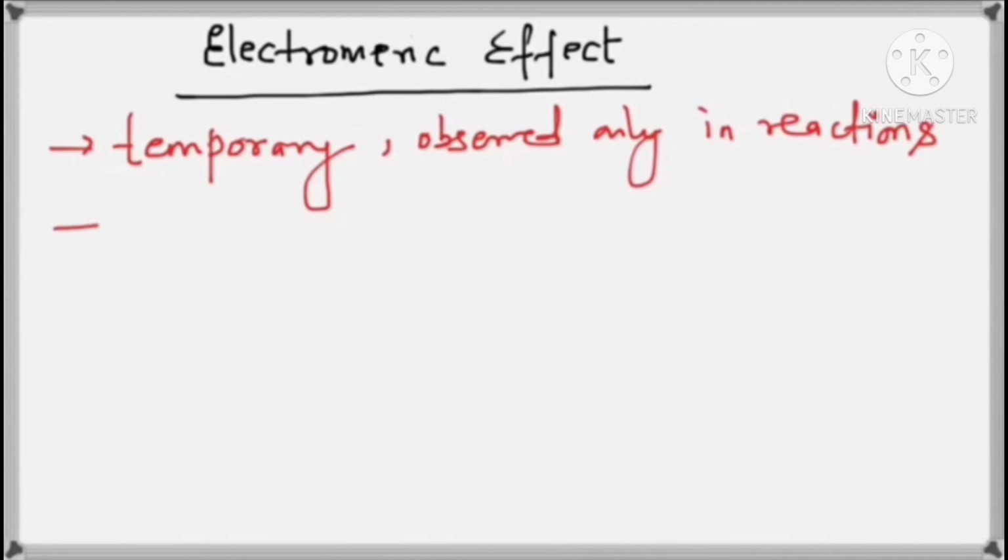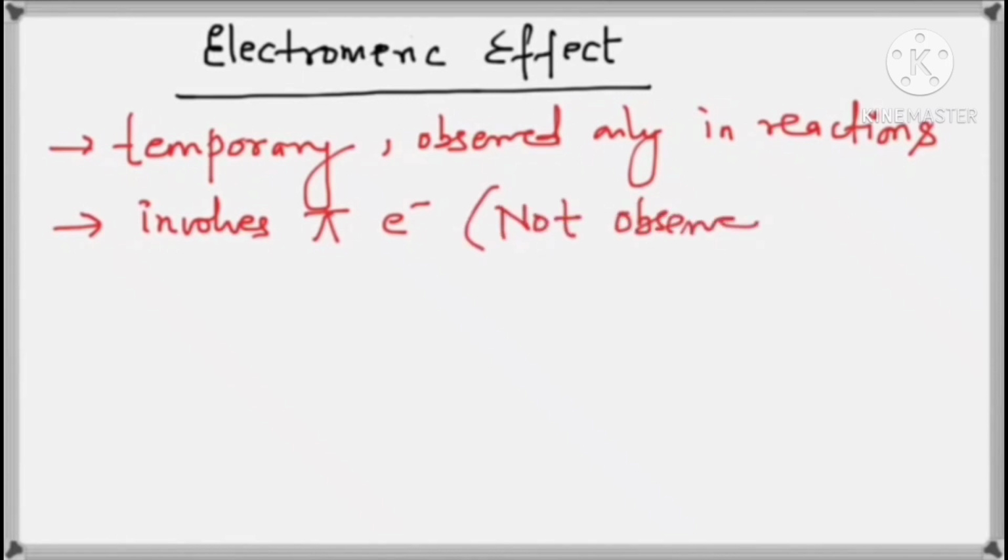The second point of difference is that the electromeric effect involves the pi electrons, which means a double bond or triple bond should be present, so it is not observed in alkanes. Most commonly, the electromeric effect is observed in alkenes, or wherever a double bond is present. So, with these two differences in mind, let's see the electromeric effect in action.